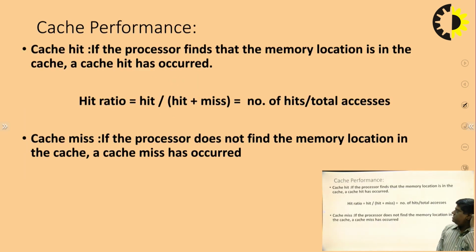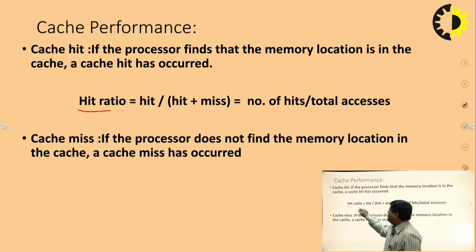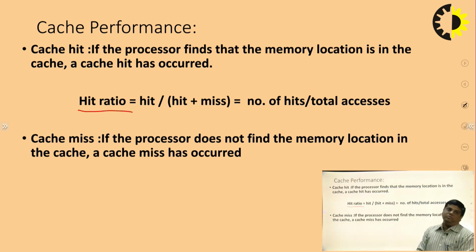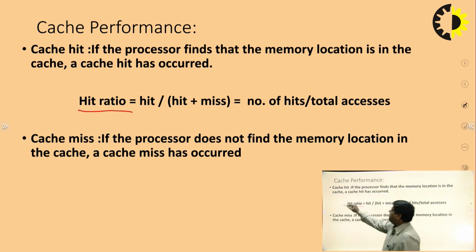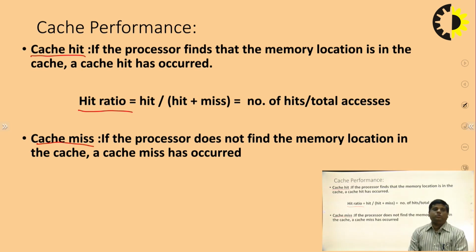This is the performance parameter of cache memory: hit ratio and miss ratio. These are the two parameters of cache memory. Hit ratio: when the CPU wants to access data in the cache memory, if the data is found in the cache memory, then that is known as a cache hit. If data is not found, then this is known as a cache miss.